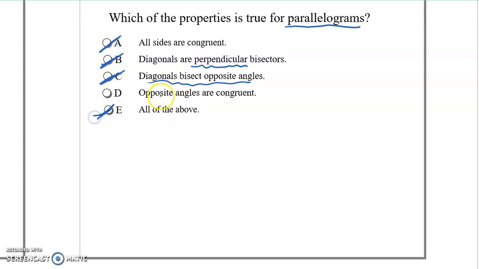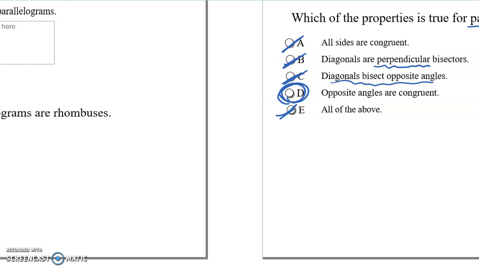And so definitely not all, and opposite angles are congruent. That is true in all parallelograms. So here's where it gets tricky. You do have to know your properties.